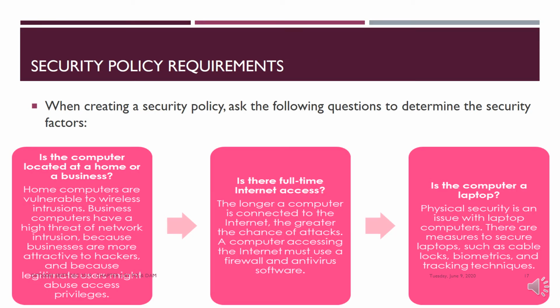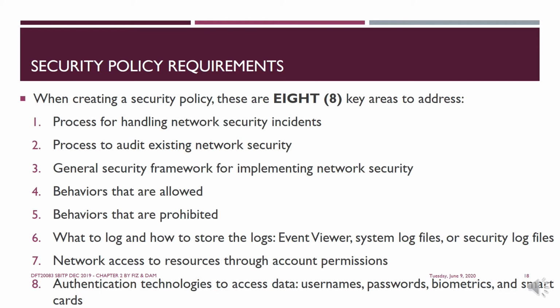And when we come to creating a policy, you must consider the following questions. For example, is the computer located at home or business? Is there any full-time internet access? And is there any computer or laptop? Alright, next we can see the 8 key areas to address, which includes a process for handling network until authentication technologies.